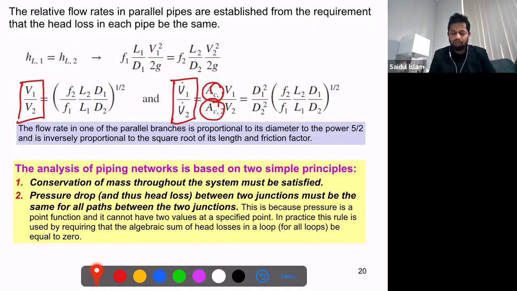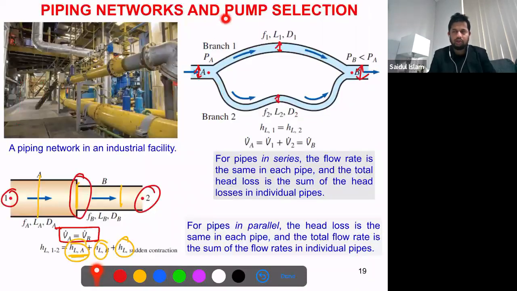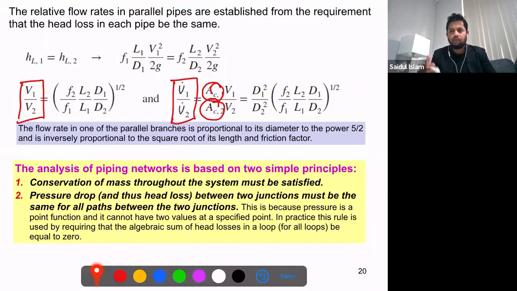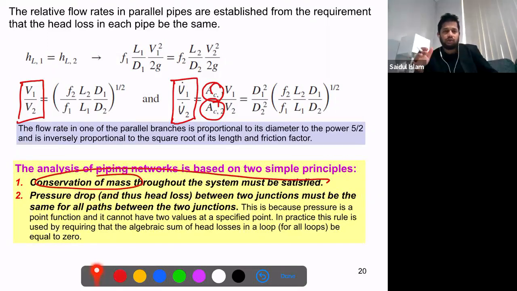When you have piping networks and you want to calculate the pumping power and decide how to select the pump, the basic thing is that when you analyze this system, you need to keep in mind two pieces of information. One is that it must follow the mass conservation principle. And the second is that the pressure drop between two junctions must be the same for all paths between two junctions.